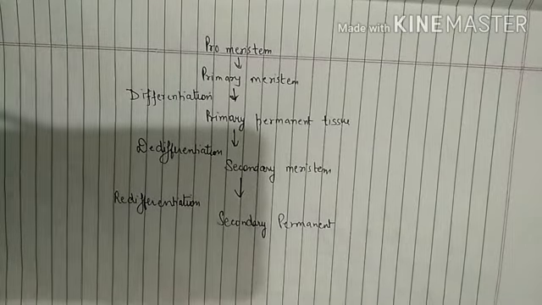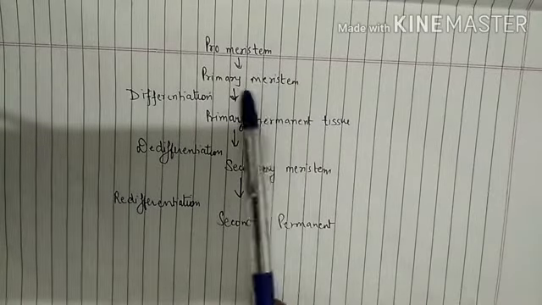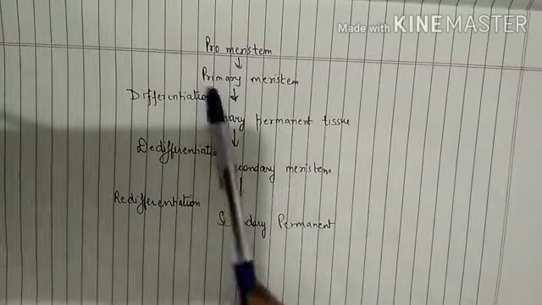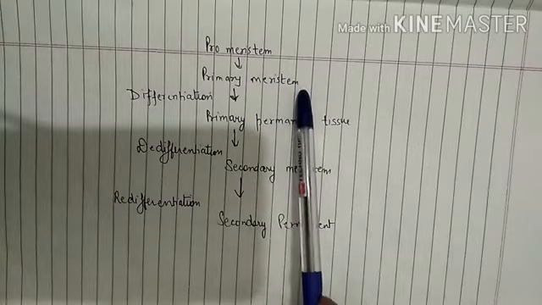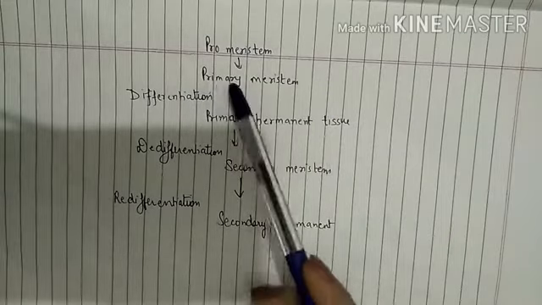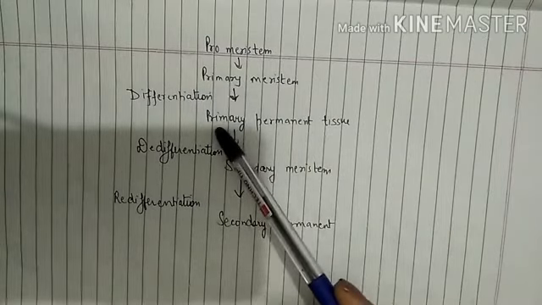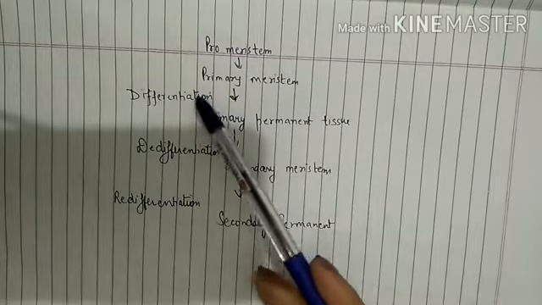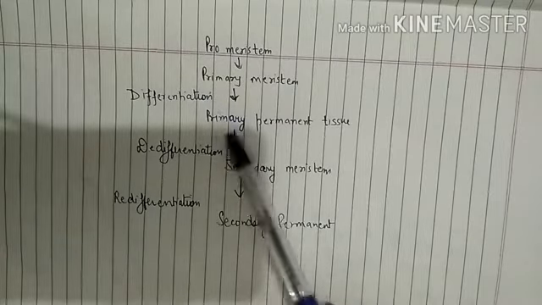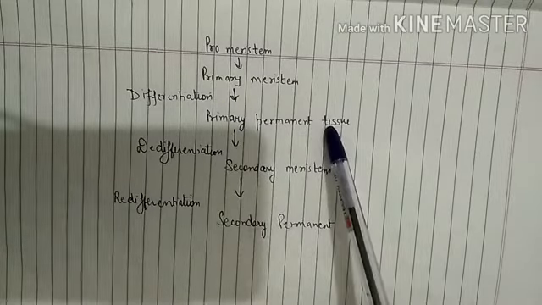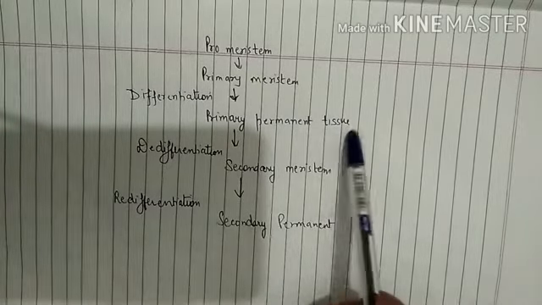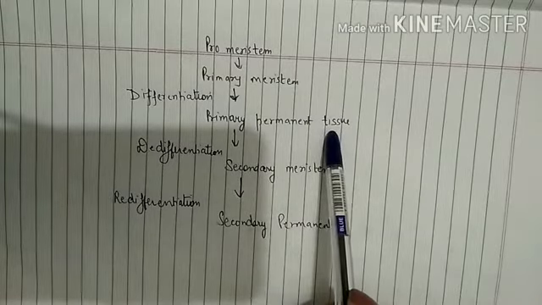So let us revise here what we have studied again. Promeristem, it will give rise to primary meristem. Primary meristem means here the cells, they are continuously dividing, actively dividing. This consists of meristematic cells which are actively dividing. Now these cells of primary meristem, they undergo differentiation. Differentiation means now the cells lose the ability to divide and they become differentiated, and it will give rise to primary permanent tissue. So primary permanent tissue consists of cells that have lost the ability to divide.